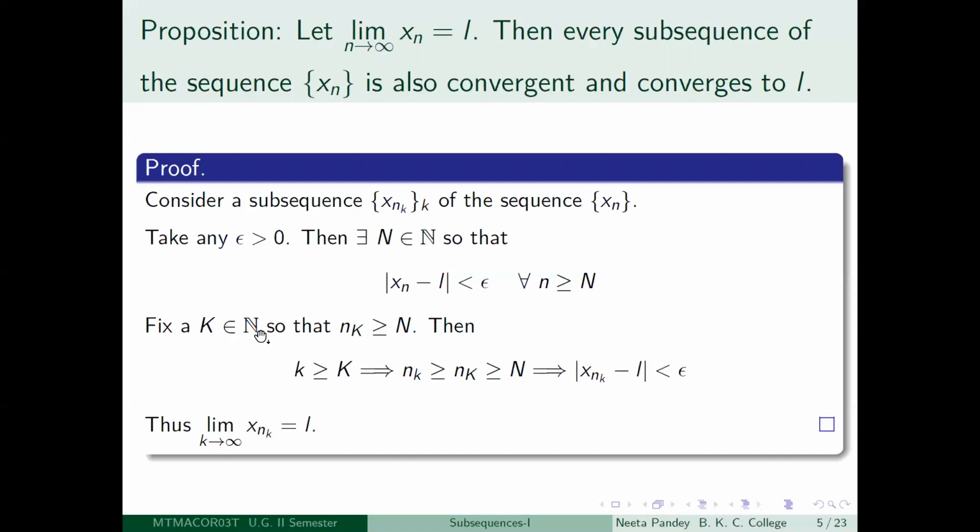So what have you got? That given any epsilon greater than 0, there exists a capital K positive integer, so that mod of x_{n_k} minus L is less than epsilon whenever little k is greater than or equal to capital K. So it means that limit k tending to infinity x_{n_k} is equal to L. This is what you want to show, right?